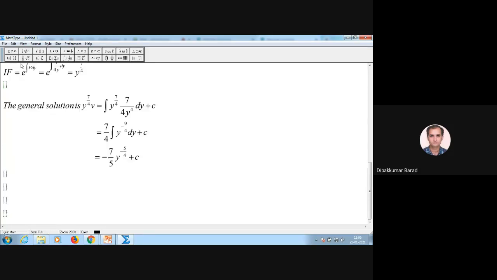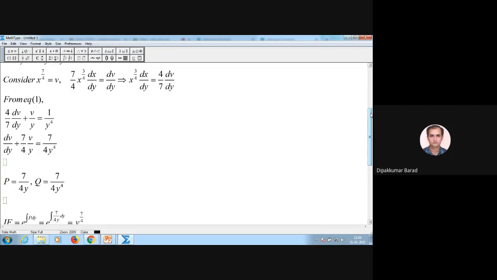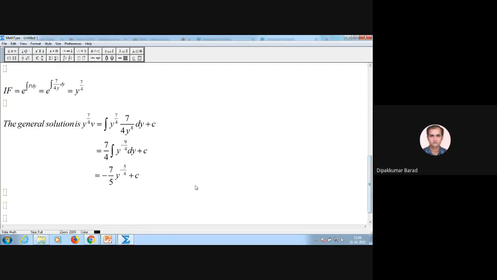Now in place of v, what do you have to put? v is equal to, we have here x raised to 7 by 4. So instead of v, you have to put x raised to 7 by 4 and you get the solution. You get x raised to 7 by 4 is equal to minus 7 by 5, y raised to minus 5 by 4 plus c. So which is your solution. Okay. Is it clear for everyone now? Is it clear?